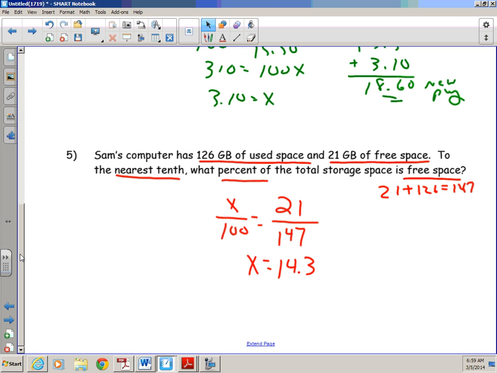Okay? So the key to this lesson is making sure you identify that variable so that you know what it is you're looking for, because there may be added steps to just setting up that proportion and cross multiplying that you'll need to follow.